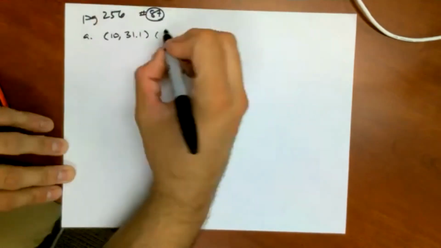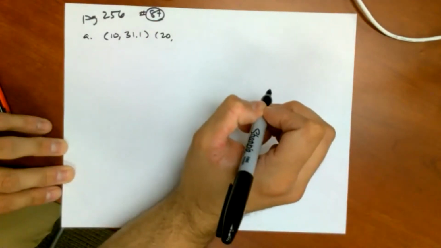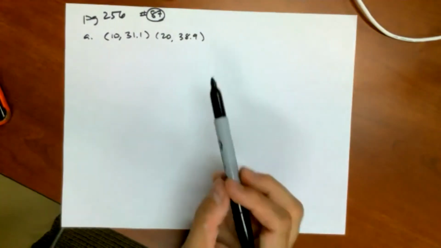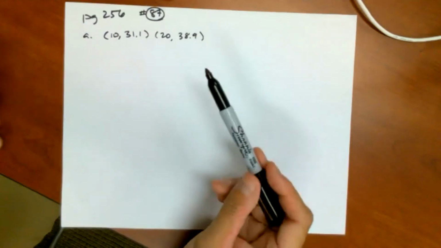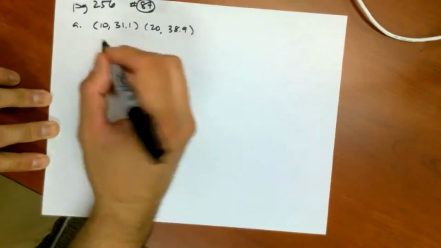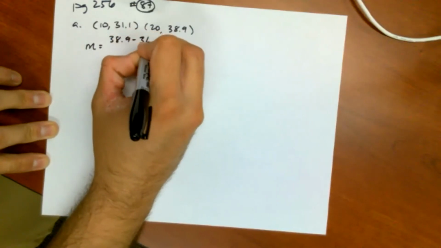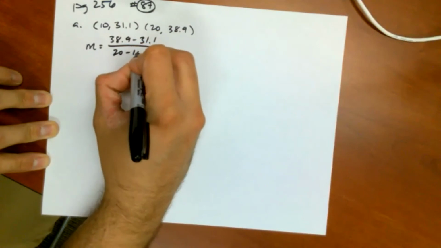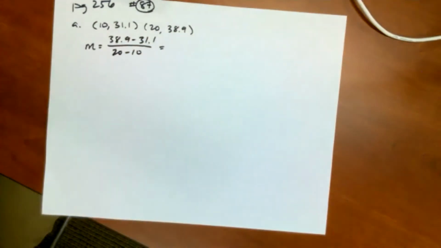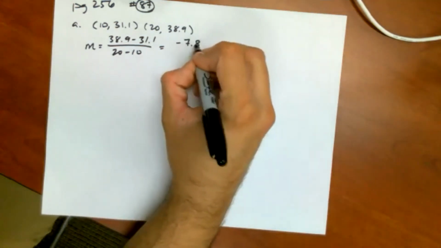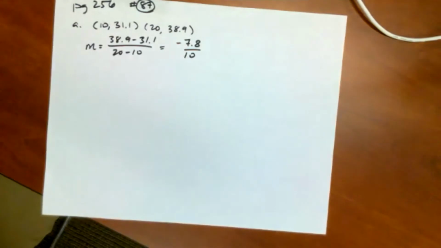And the other coordinate that it gives us is, I guess, 2000, right? In 2000, there were 38.9% of never married females from the ages of 25 to 29. So it wants us to put this in point slope form. So to do that, we need to find the slope first, right? So slope's going to be 38.9 minus 31.1 over 20 minus 10. I'm going to use my calculator because I just don't like doing decimals. We got 31.1 minus 38.9. So negative 7.8 over 10, right?